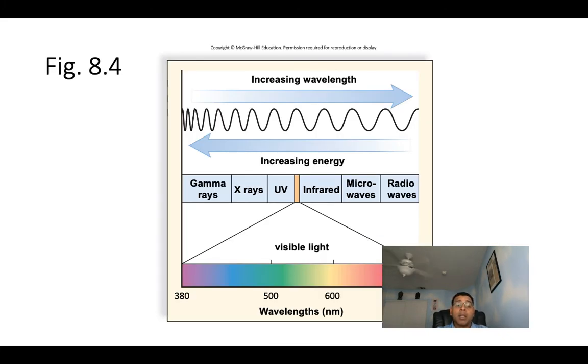Now, the colors in visible light range from violet, which is going to be the shortest wavelength, to indigo, blue, green, yellow, orange, and red, which is going to be the longest wavelength.